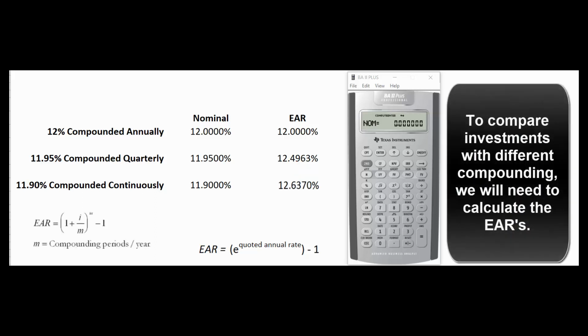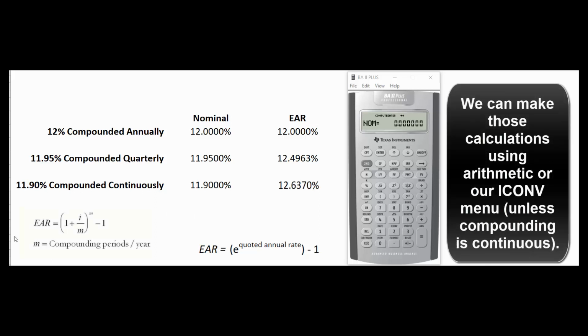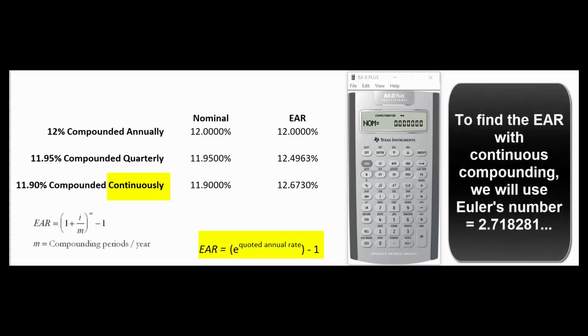To summarize, if we're comparing investments with different compounding periods, we'll have to calculate the effective annual rate for each of the investments, and we'll choose the one with the higher effective annual rate, assuming the investments have the same risk. We can do that conversion pretty easily using either this formula down here or our interest conversion menu, which is at second 2 in the calculator. Unless it is an investment that offers continuous compounding, and then we can't use that second interest conversion menu. We'll have to take Euler's number and raise it to the power of the quoted rate and then subtract 1.